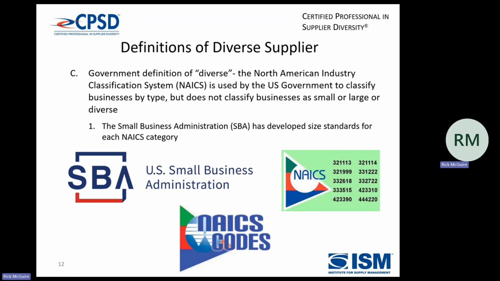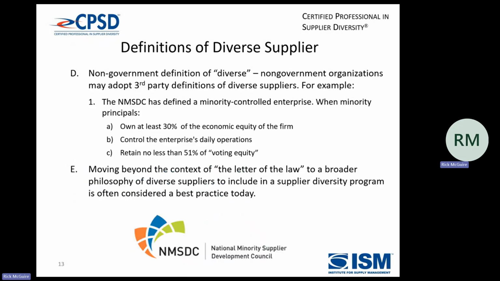So the government definition of diverse: the North American Industry Classification System, otherwise known as NAICS, is used by the government to classify businesses by type, but does not classify businesses as small or large or diverse. It just classifies them by industry. The SBA has developed standards for each NAICS category. So you can look them up on the SBA's website as to what a small business is based on each industry, but it seems like a pretty detailed way to go about it.